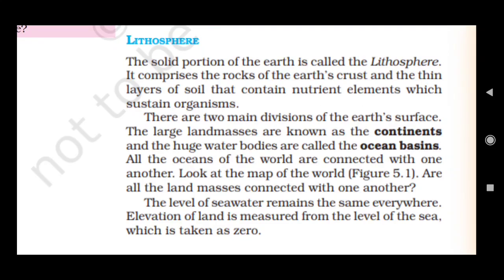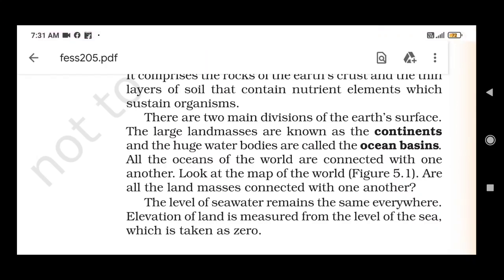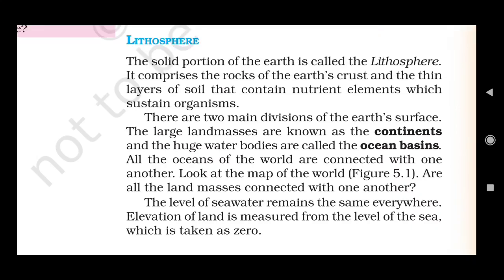So the first topic is lithosphere. The solid portion of the Earth is called lithosphere. It comprises the rocks of the Earth's crust and the thin layers of soils that contain nutrient elements which sustain organisms. There are two main divisions of the Earth's surface. The large land masses are known as the continents and the huge water bodies are called the ocean basins. All the oceans of the world are connected with one another.